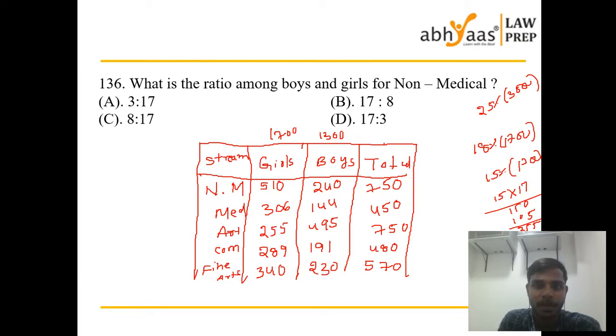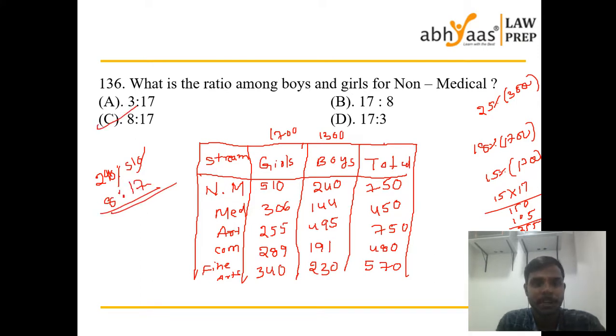If you see, first question, what is the ratio among the boys and girls for the non-medical? So the number of boys enrolled is 240, girls is 510. We will find the ratio between 240 and 510. 0, 0 cancel, 3 8 ja 24, 3 17 ja 51. The option is 8 is to 17.